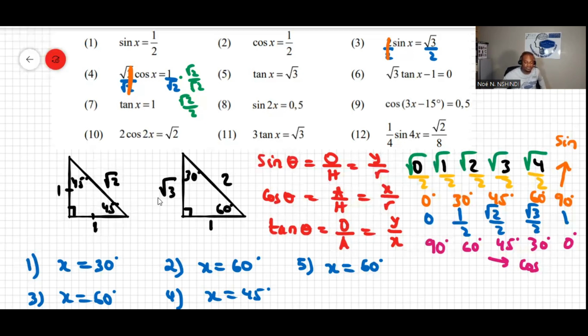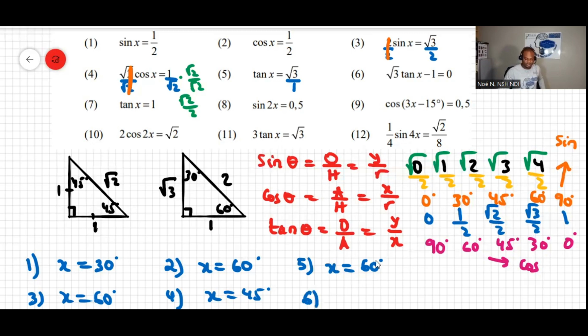Opposite over adjacent. So this is opposite the angle 60 degrees, over the adjacent side, adjacent to the angle, 1. So root 3 over 1 is just root 3. If you're unsure, you can use these values still, but just use the triangle here in cases like this, because it can be complicated if I use these values. It's root 3 over 1, so the angle must be 60 degrees, because root 3 is opposite to 60 degrees and 1 is adjacent to 60 degrees. So x must be 60 degrees.